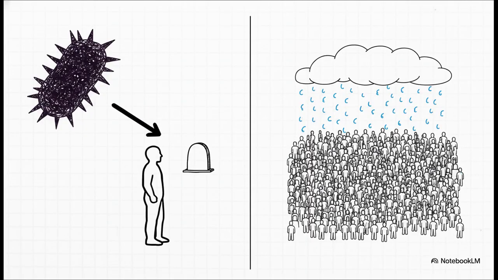To really wrap our heads around this, let's look at some extremes. Take rabies, for example. If you get rabies, the case fatality rate is near 100%. It is explicitly incredibly virulent.